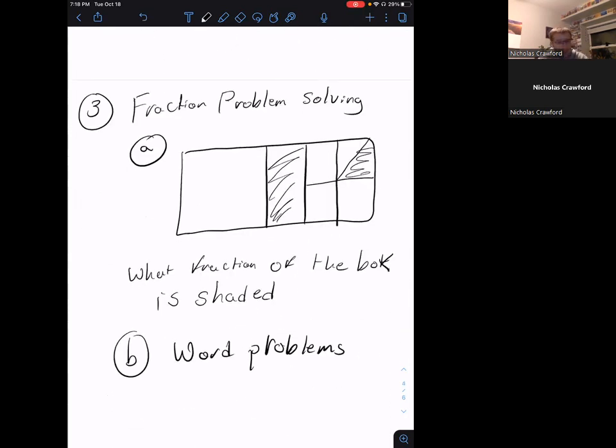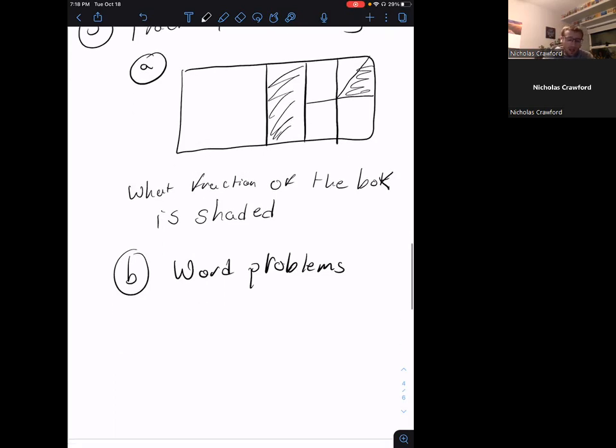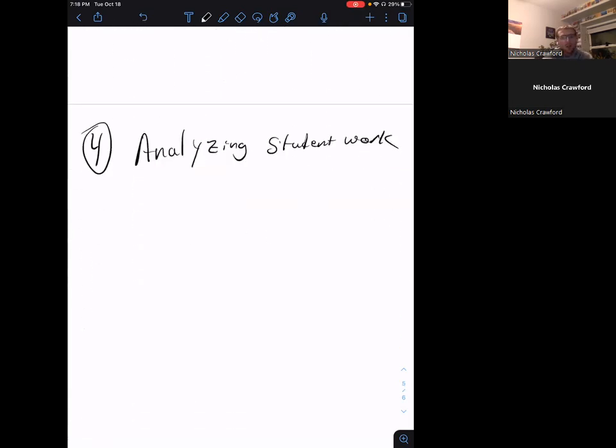You should be able to problem solve with fractions, which is almost exactly like activity 16. And that's really it. That's everything. And then you have to be able to analyze some student work. So whatever problem I give you, you have to be able to look at it and ask, did the student understand what was really happening here? And so on.